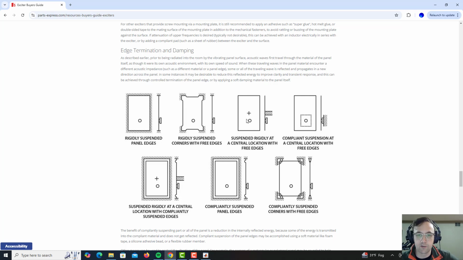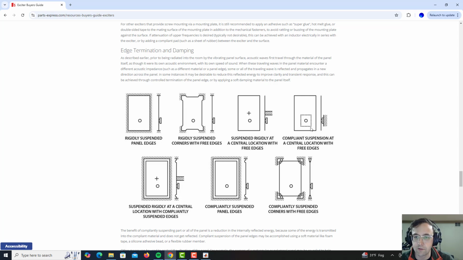Suspended rigidly at a central location with free edges. So yeah, you just make the center of the panel unable to move. You can screw it to a pole or something. This one I didn't put in the simulation yet, but I can. And it's hard to figure out what they meant by this.